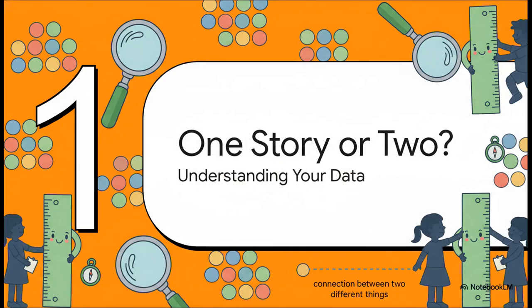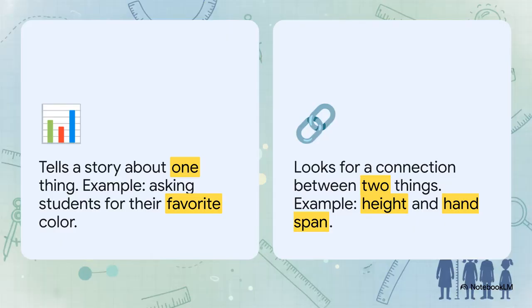Okay, first things first. Every good detective needs to know what kind of mystery they're trying to solve. So are we looking at a story about just one single thing, or are we trying to find a secret connection between two different things? This slide lays it out perfectly. On the left, you've got what we call one variable data. It tells a story about one thing. Super simple, like asking a bunch of students for their favorite color.